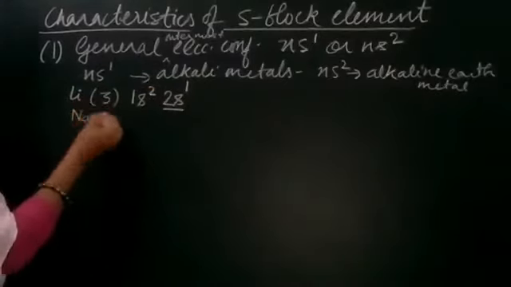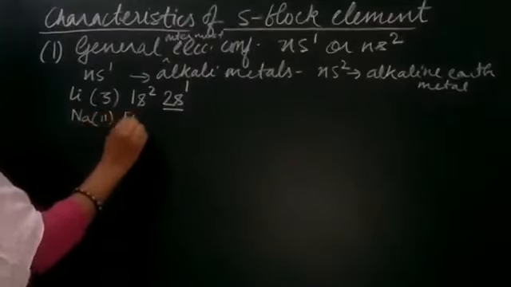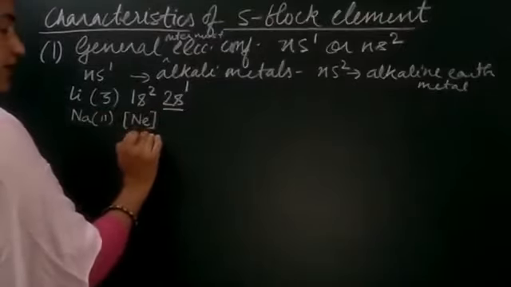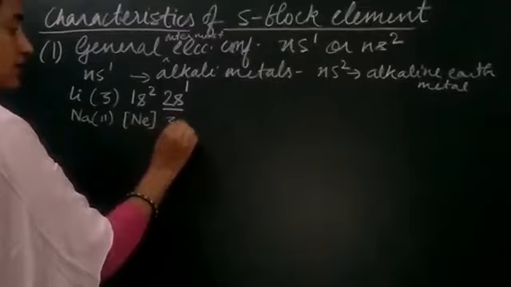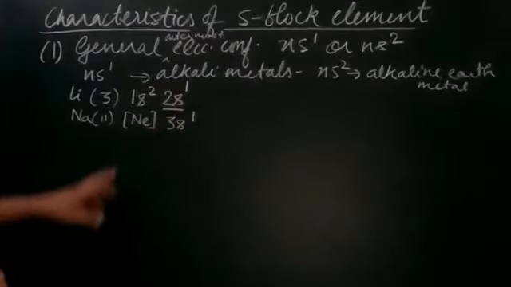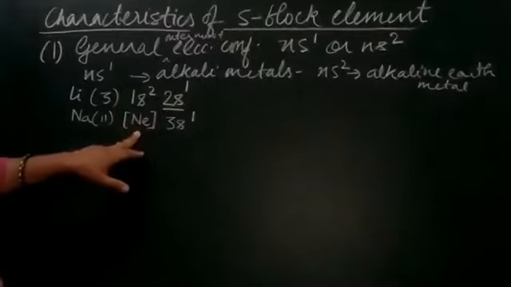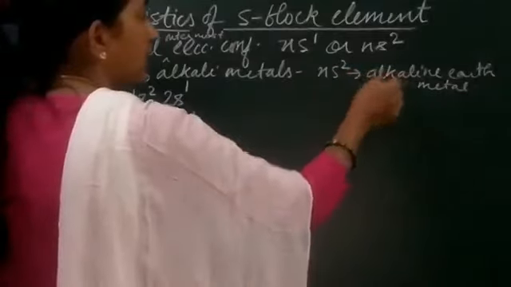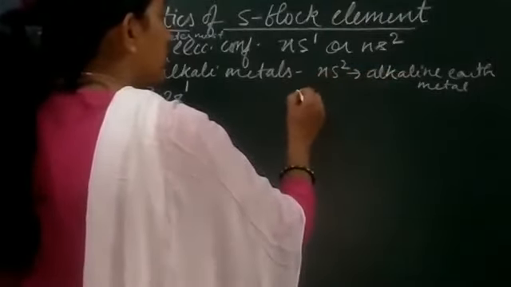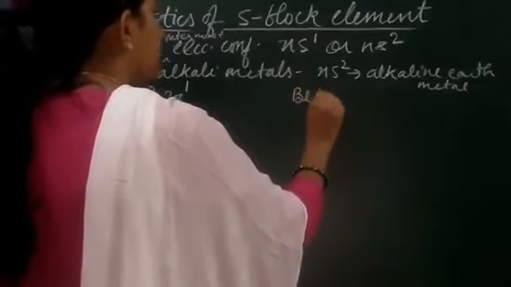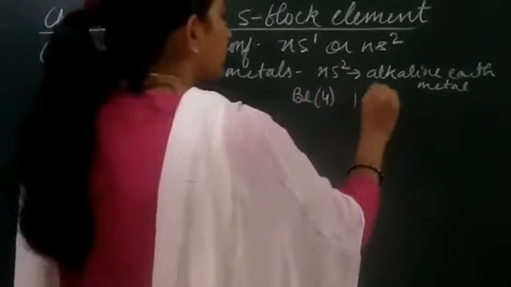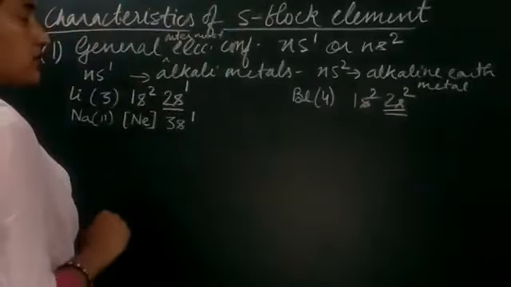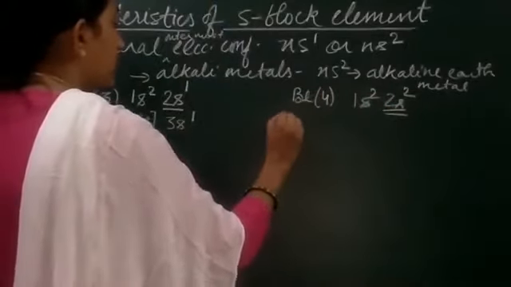Let us write it for sodium also. We can use the neon condensed form. Neon is 10, and the second shell will be completely filled, so it is 3s1. Neon is 1s2, 2s2, 2p6, and this is 3s1. Similarly, you can write the configuration of the alkaline earth metals, which is ns2. Let us write it for beryllium. Beryllium is 4, so the configuration is 1s2, 2s2, and you can see its outermost configuration is 2s2. In the same way, you can write it for magnesium.